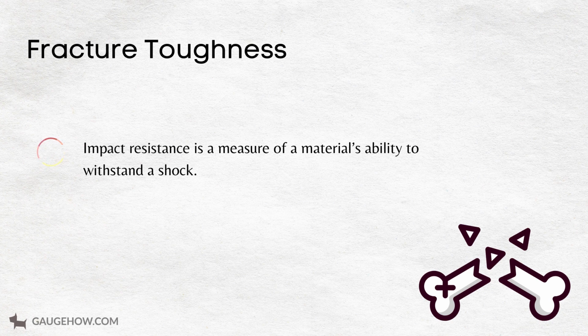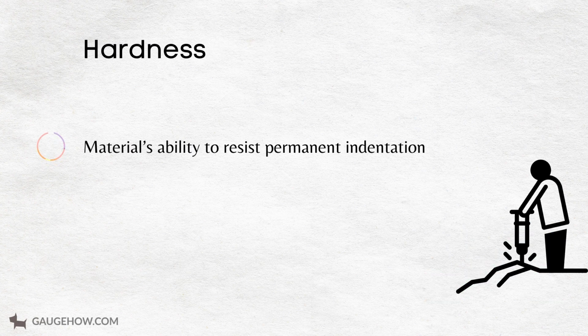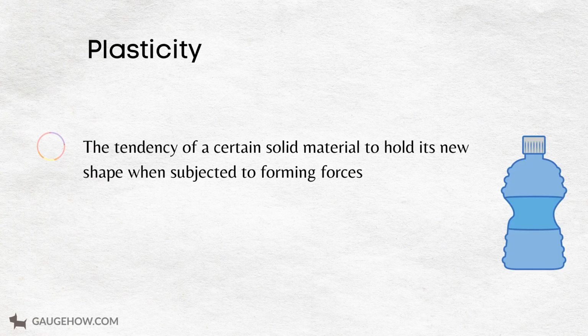Fracture toughness. Impact resistance is a measure of a material's ability to withstand a shock. Certain metals may perform acceptably under static load, but fail under dynamic loads or when subjected to a collision. Hardness. Hardness is defined as a material's ability to resist permanent indentation, that is, plastic deformation. Typically, the harder the material, the better it resists wear or deformation.